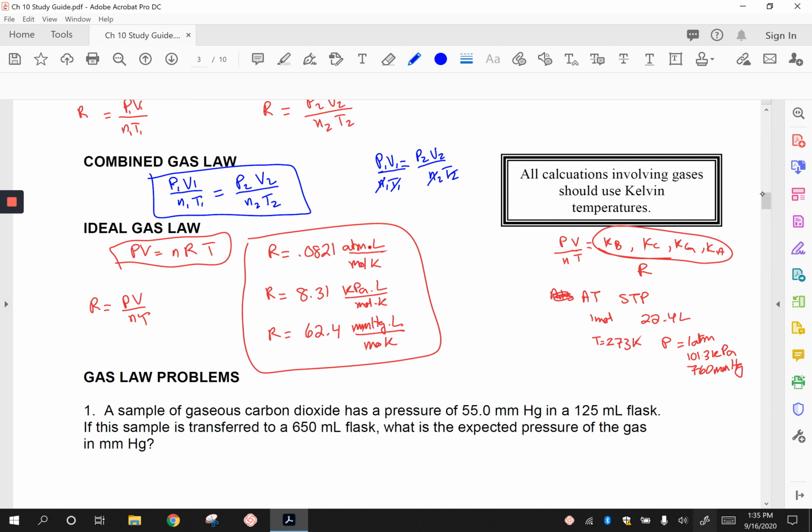You want to use the ideal gas law if you don't have changing conditions. So you have one gas at one set of conditions: one pressure, one volume, one amount, one temperature. You want to use the combined gas law if you are changing the conditions of that gas, like changing the pressure or changing the volume or something like that. Or if you're comparing two different gases to each other.